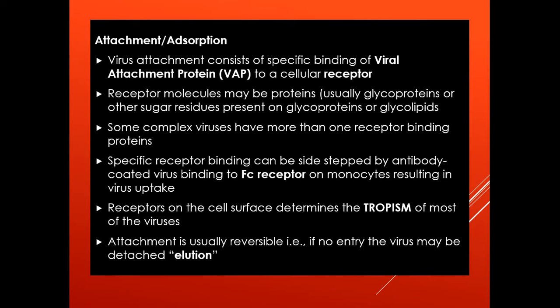Most of the viruses' attachment is usually a reversible process. For example, or for further explanation, in influenza the virus may be detached, which is called elution, meaning removal of the virus from the cell surface to which it is bound.